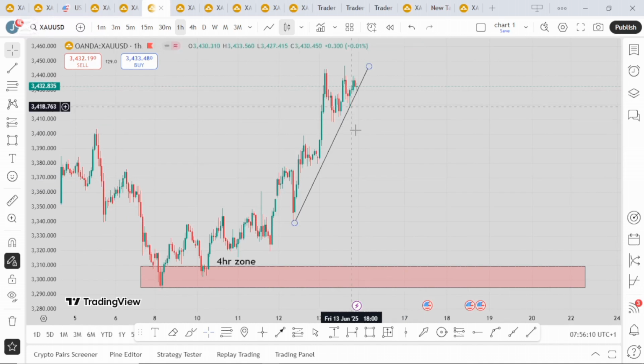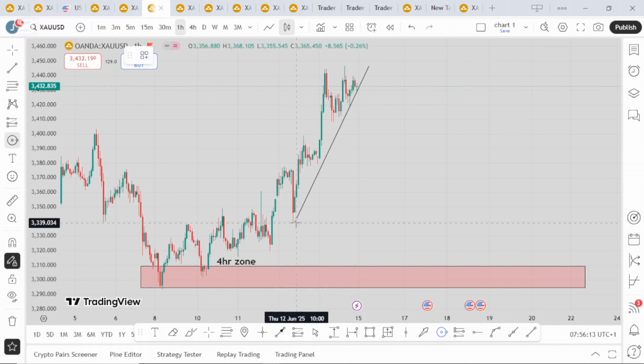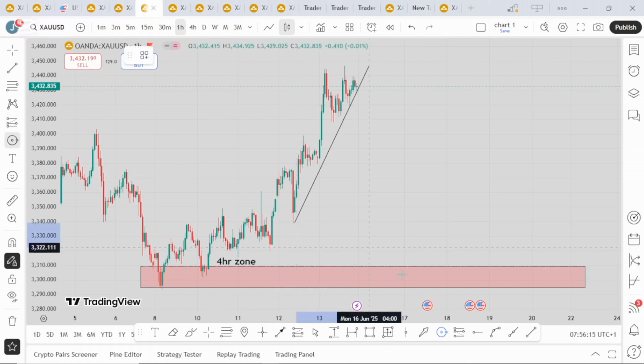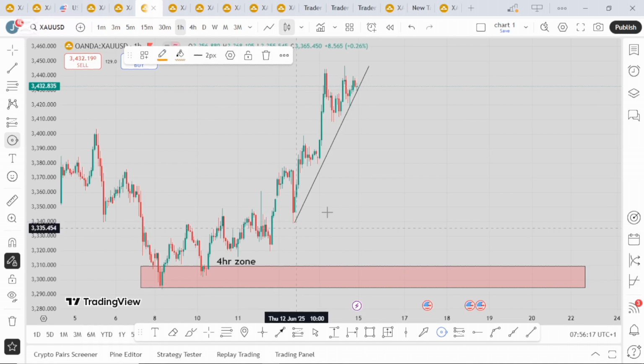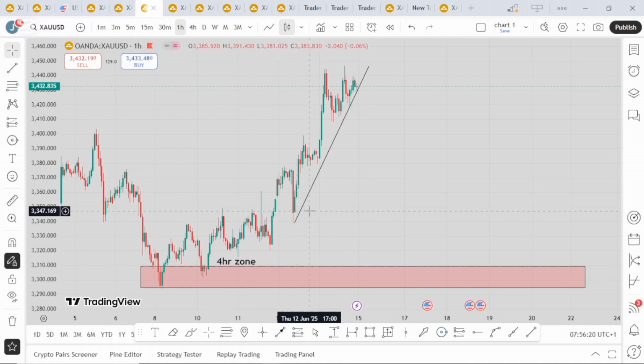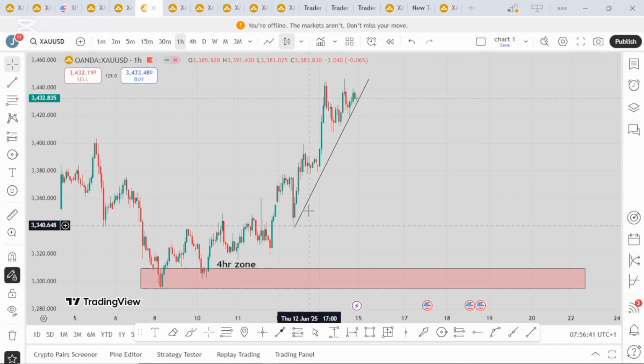I'm using this one. So it's the same method you use here. The same method. So what are we doing here?